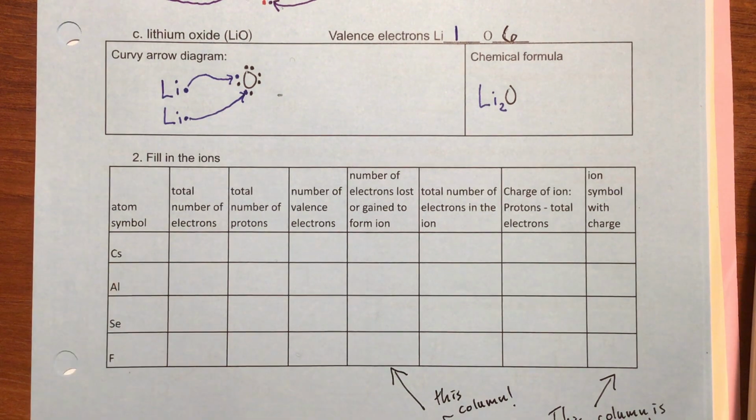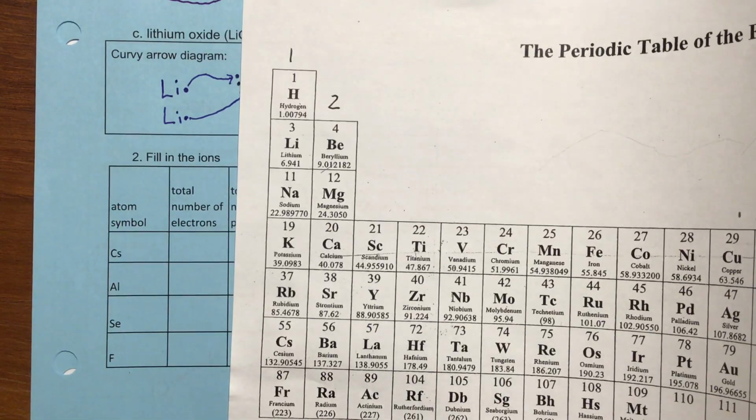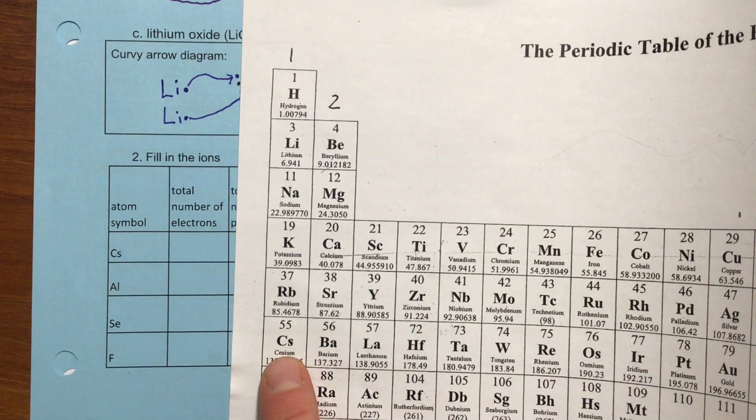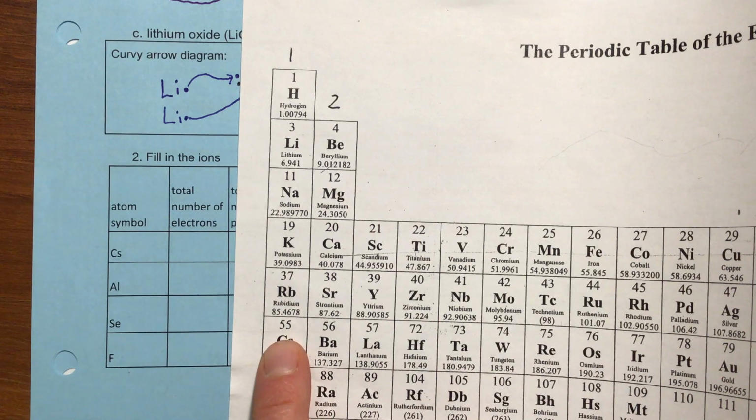Here Cs means cesium. That's going to be in the first column. You get to know them after a while. And so here's cesium, first column. So it is going to have 55 electrons and 55 protons. That's right, because we're starting out with the number of electrons and protons.